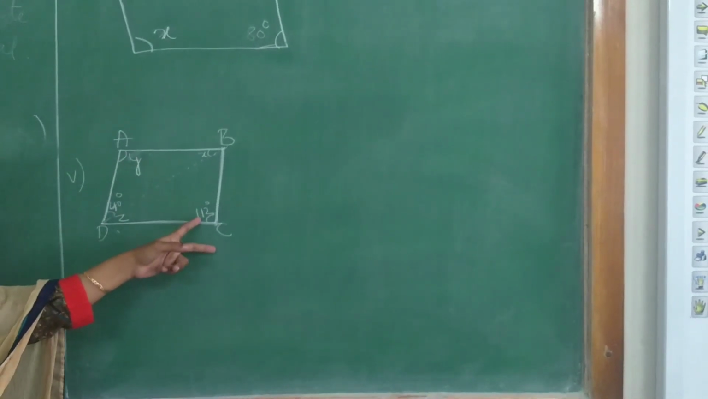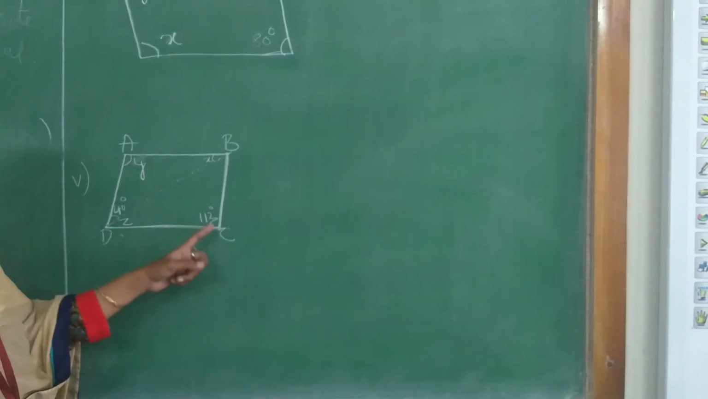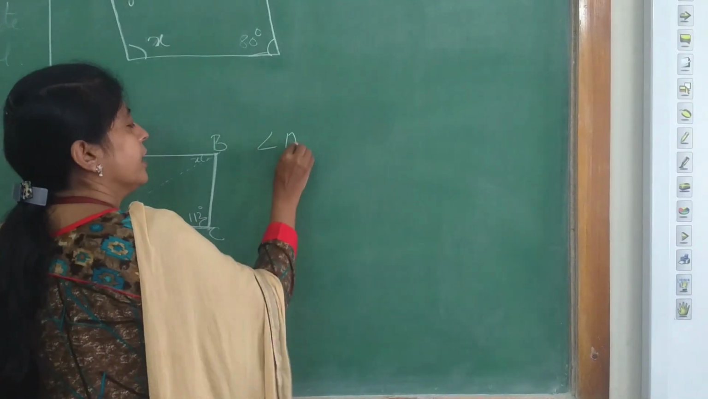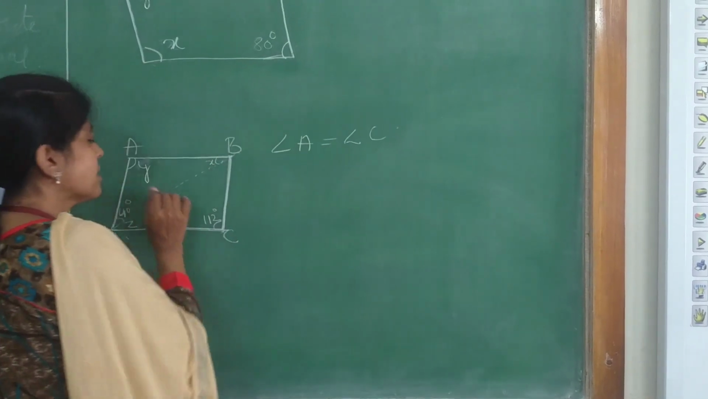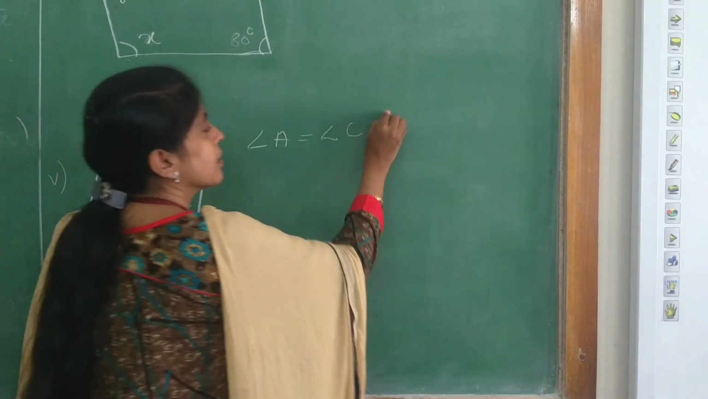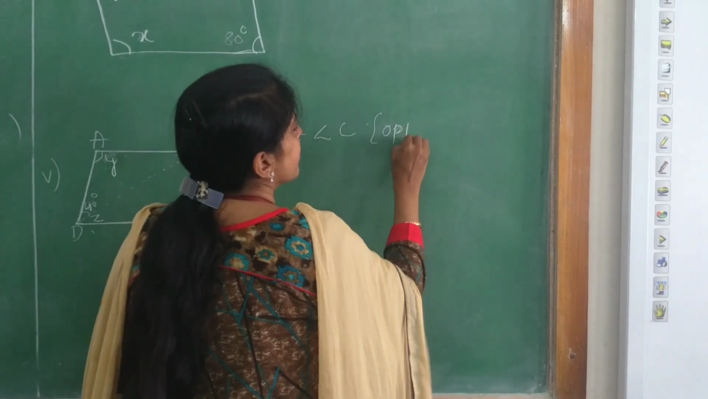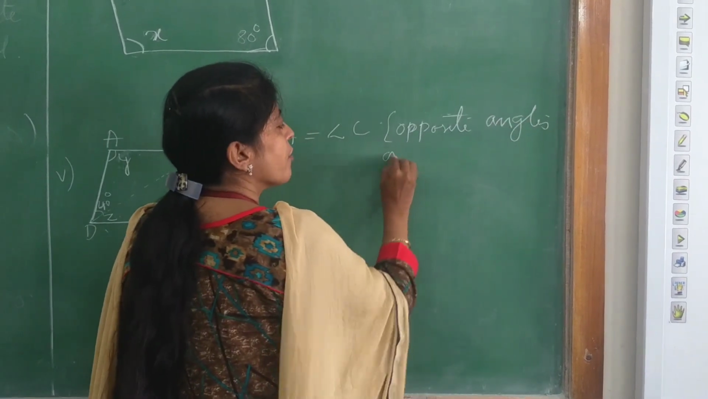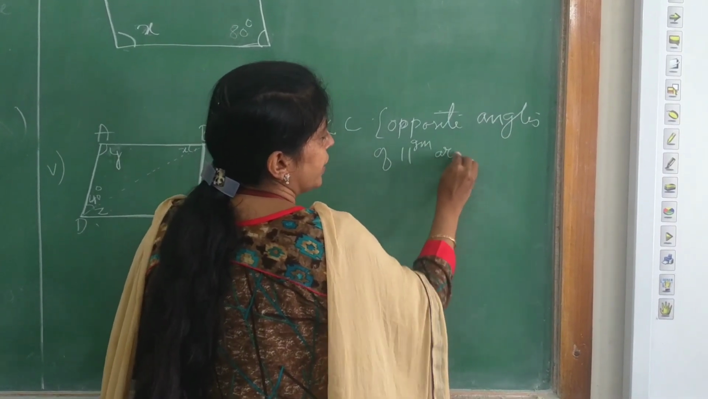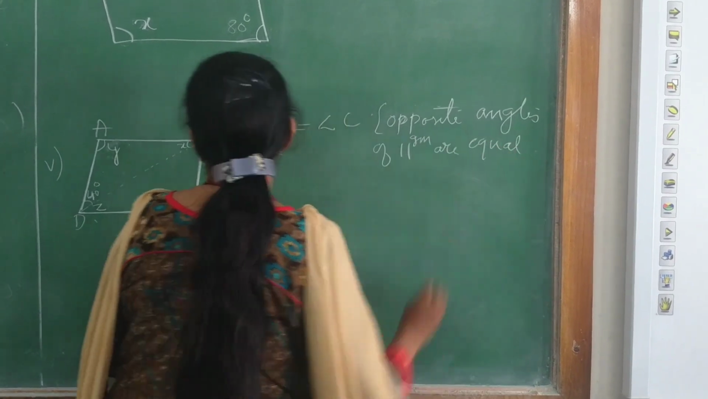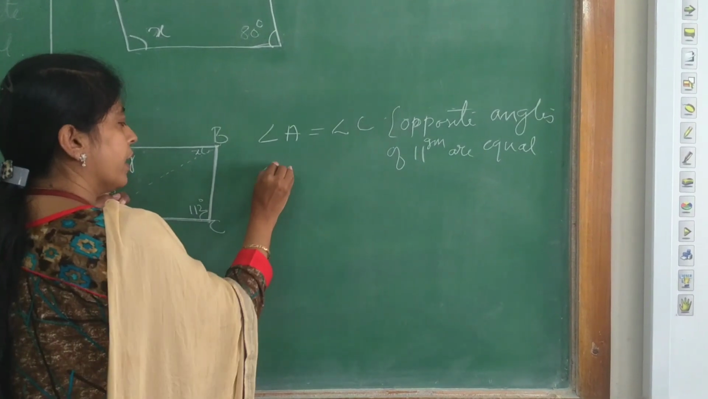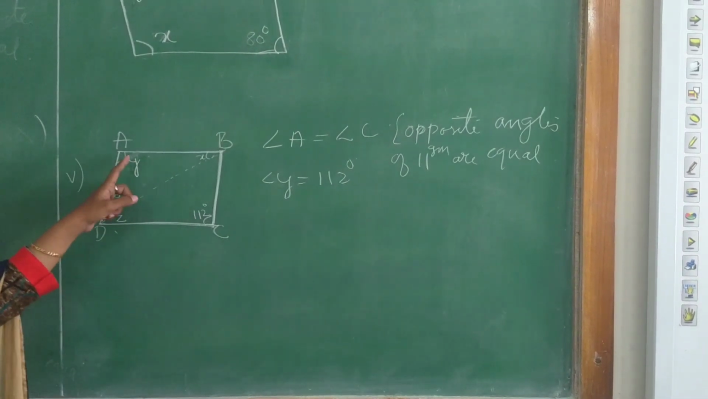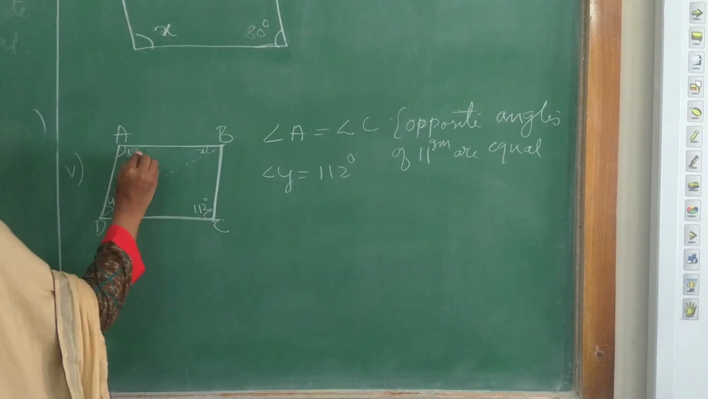Once you look at this parallelogram, you can see Y is equal to 112 again on the basis of angle A is equal to angle C, that is, opposite angles of a parallelogram are equal in measure. So therefore we can write angle Y is equal to 112 on that basis. So now we found the value of Y.